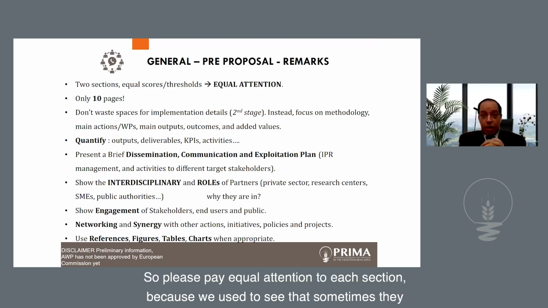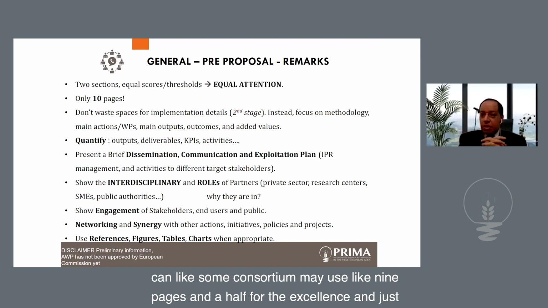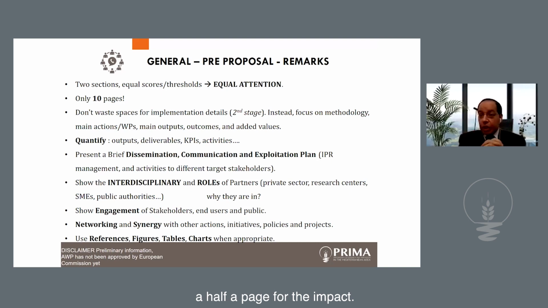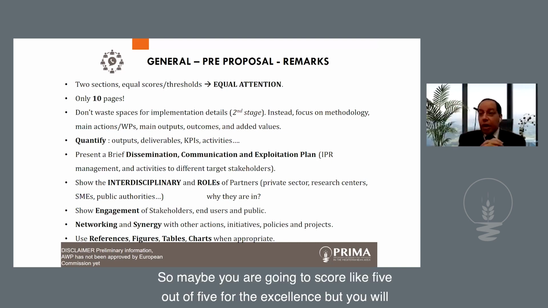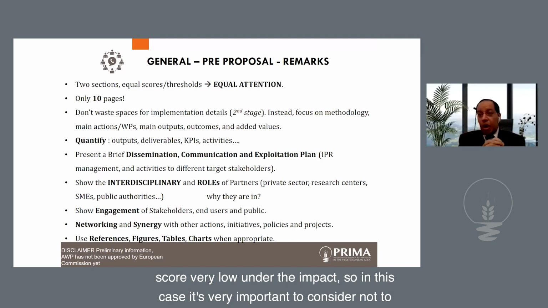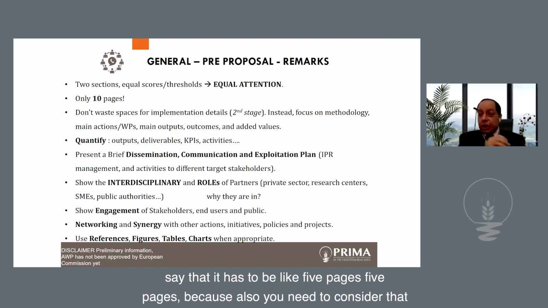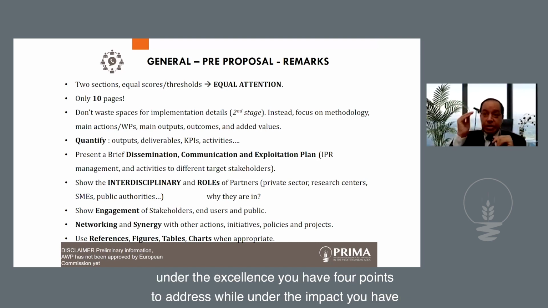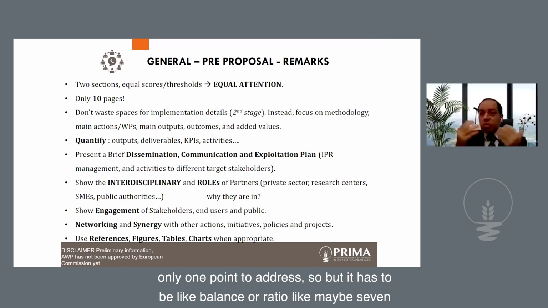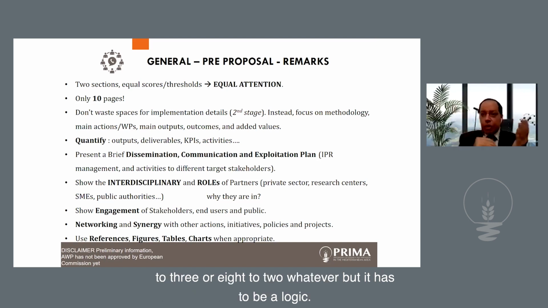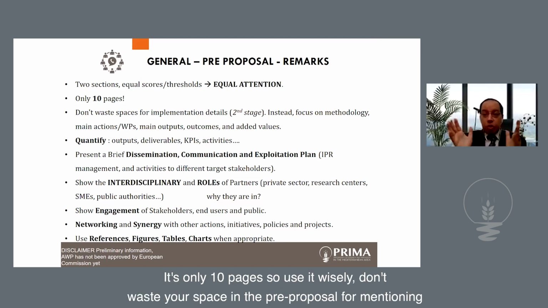So please pay equal attention to each section, because we used to see that some consortia may use 9 pages and a half for the excellence and just half a page for the impact. So maybe you are going to score 5 out of 5 for the excellence, but you will score very low under the impact. In this case, it's very important to consider, not to say that it has to be 5 pages, because under the excellence, you have 4 points to address, while under the impact, you have only 1 point to address. But it has to be balanced, like maybe 7-3 or 8-2, whatever, but it has to be logical. It's only 10 pages, so use it wisely.